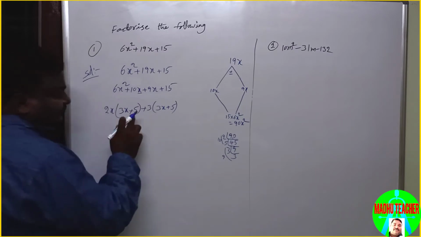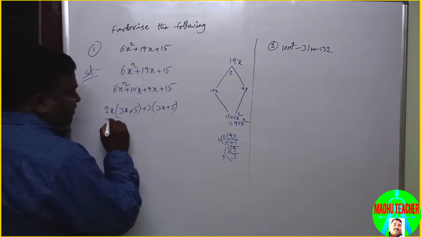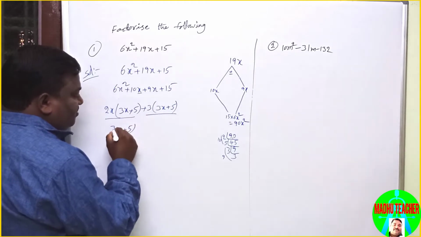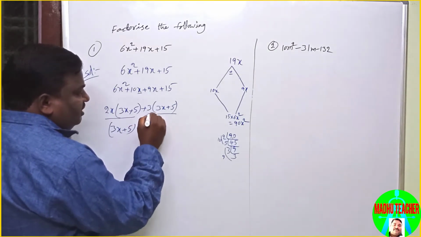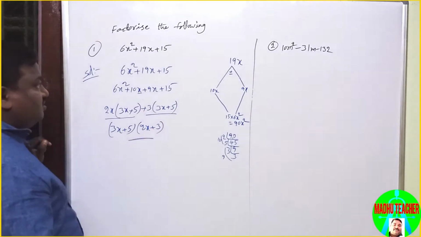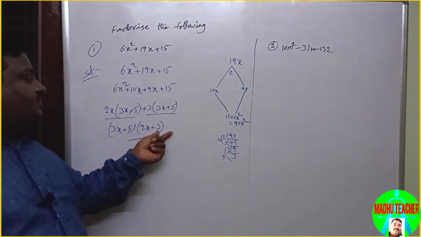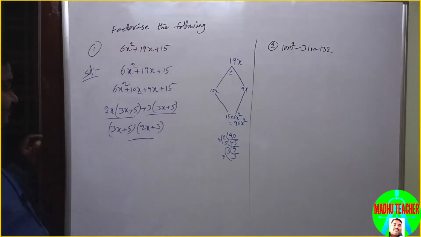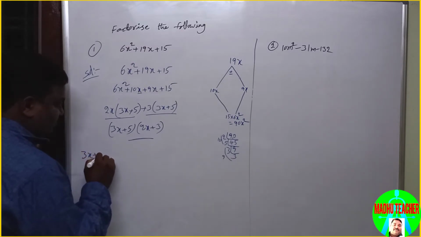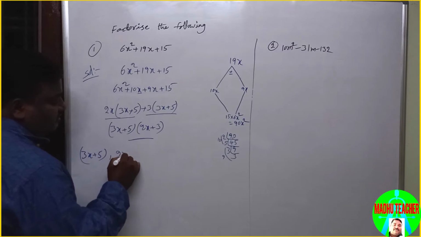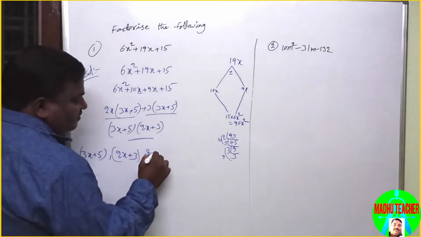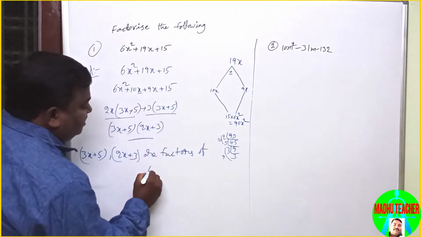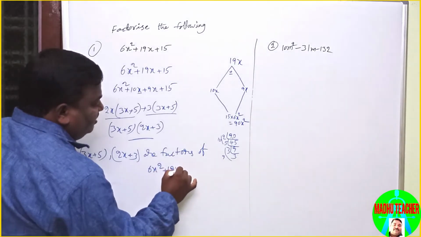Let us see. Okay, next again from these two we can take 3x plus 5 as common. Remaining 2x, here 3. So this is 3x plus 5 into 2x plus 3. These two are factors of 6x square plus 19x plus 15. So 3x plus 5 and 2x plus 3 are factors of 6x square plus 19x plus 15.